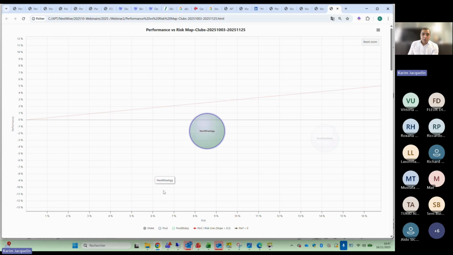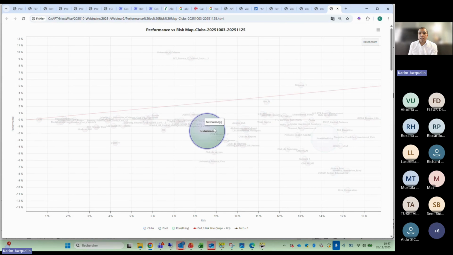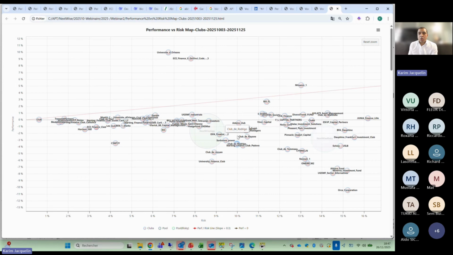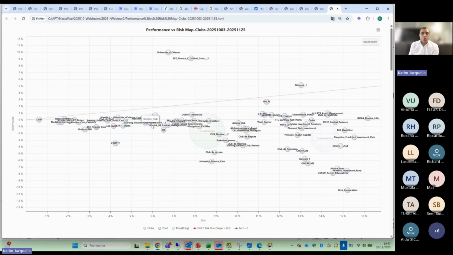So it can help you to compare the positioning of your portfolio compared to the population. So if you are on the right of this green bubble, it means that you are riskier, you have more risk than the average population. If you are on the left side of this bubble, you have less risk than the aggregated population.